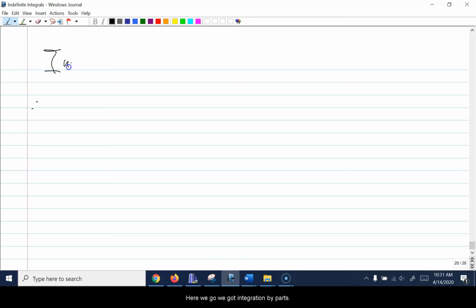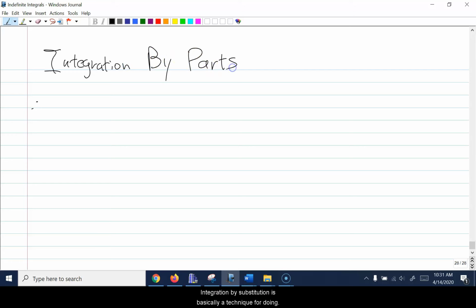Here we go. We got integration by parts. So, integration by substitution is basically a technique for doing the chain rule backwards. Integration by parts is basically doing the product rule backwards. Let's remember the product rule to work out what the parts rule is going to be.